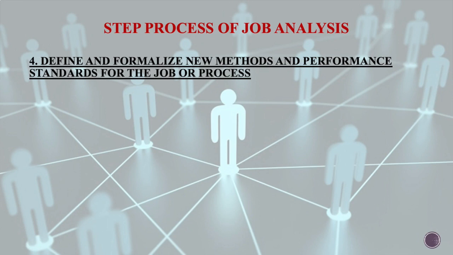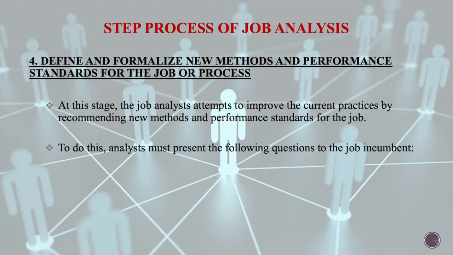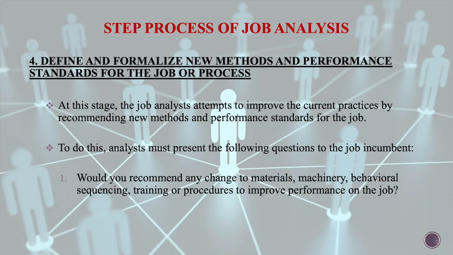The fourth point is defining and formalizing new methods and performance standards for the job or process. At this stage, the job analysis attempts to improve the current practices. How? By recommending new methods and performance standards for the job. But to carry out this step, the analyst must present the following questions to the job incumbent. Number one, would you recommend any change to materials, machinery, behavioral sequencing, training, or procedures to improve the performance on the job?